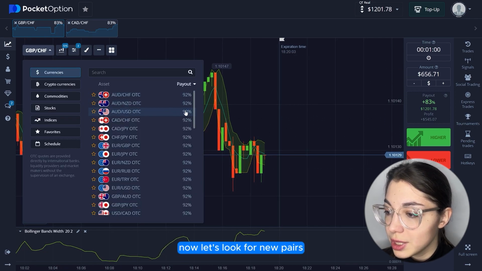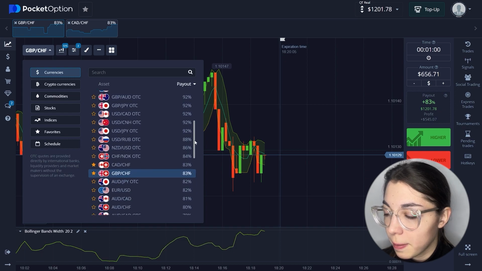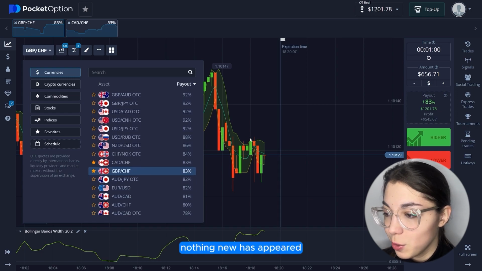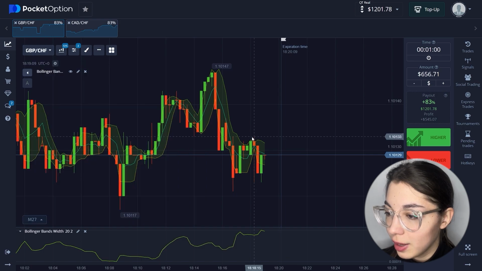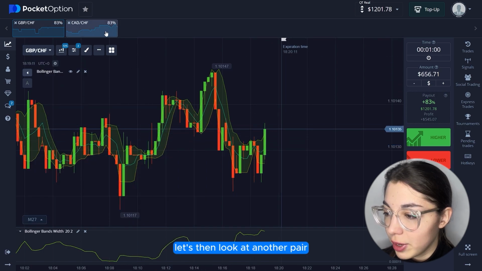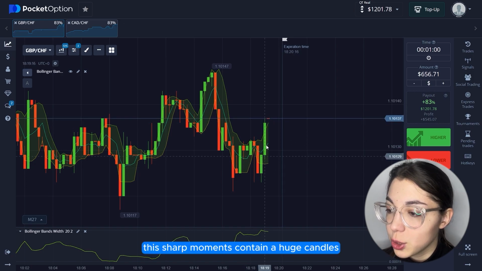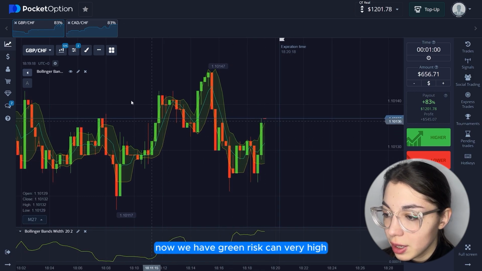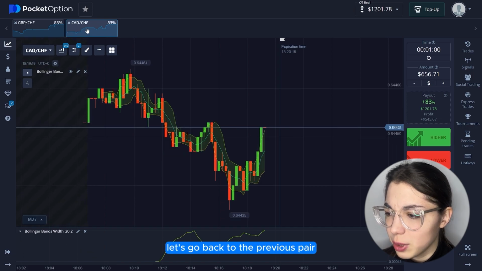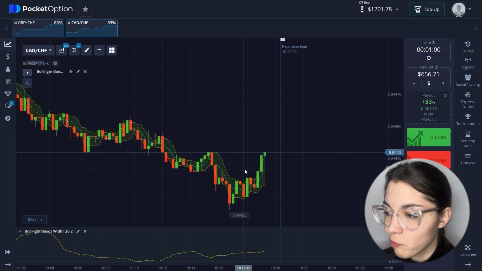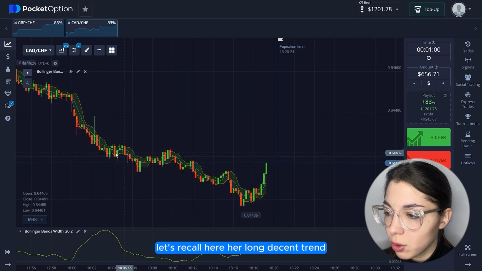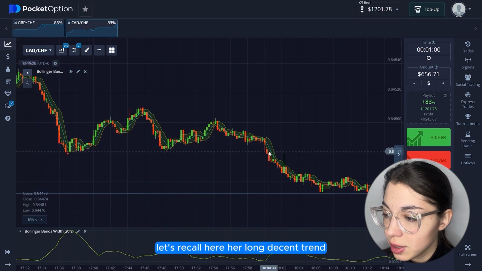Let's look for new pairs. Nothing new has appeared. Let's then look at another pair. These sharp moves continue, with huge candles. Now we have green. Risks are very high. Let's go back to the previous pair. Let's recall. Here we have a long, decent trend.